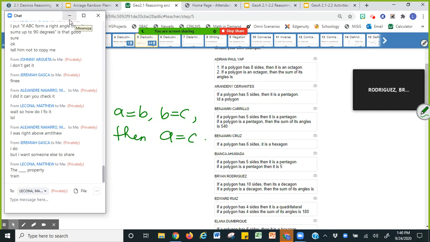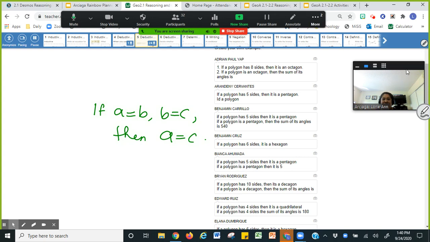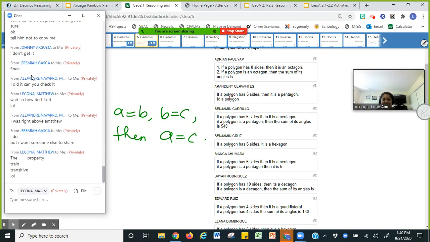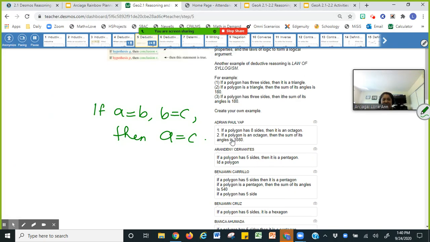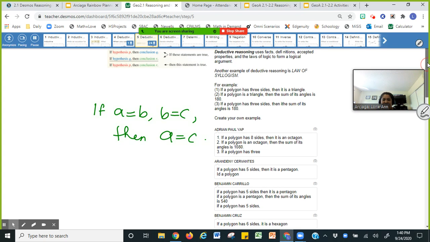Transitive. Very good, Brian. Yes, transitive property. Yay, there you go. So, law of syllogism is like the transitive property. Okay? When they're sharing the same part of the statement, you drop the common part and compare the first and the last. Nice.